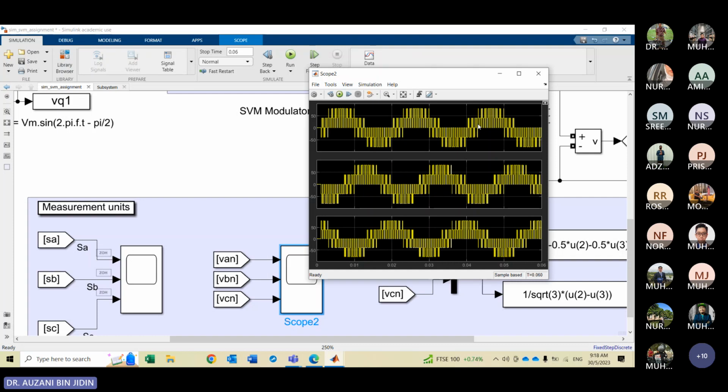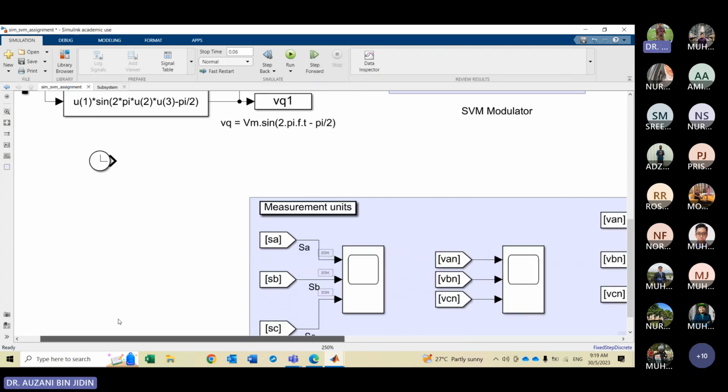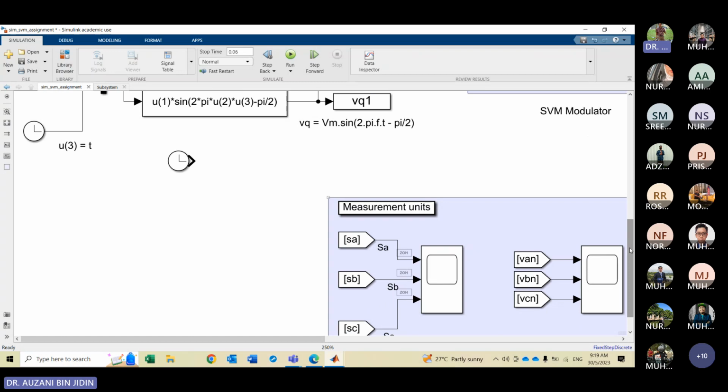Okay. Why is that? Oh. Okay. Oh shit. Okay, sorry. How to construct the reference signal?